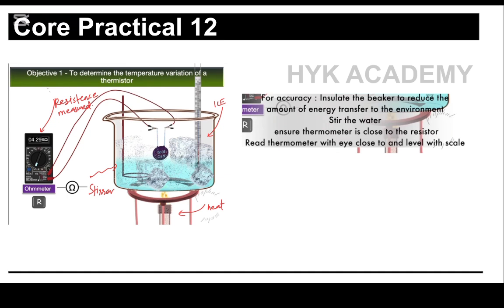So we put the Bunsen burner down there, and we're going to heat the ice, and the temperature is going to increase. And then at regular intervals, let's say at 0 degrees, 10 degrees, 20, 30, at those regular intervals, we will measure the resistance and plot the table.